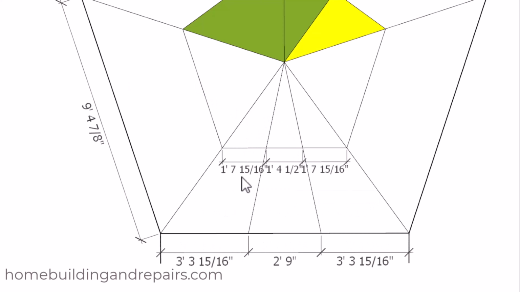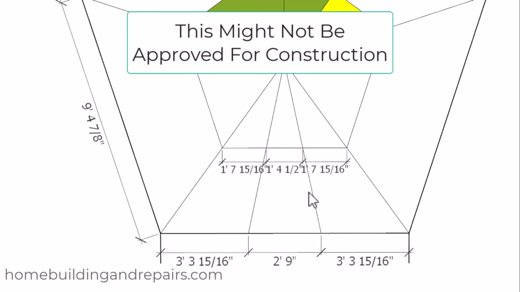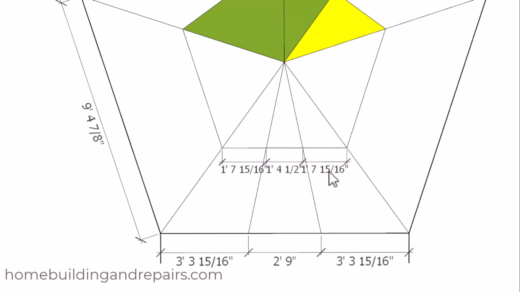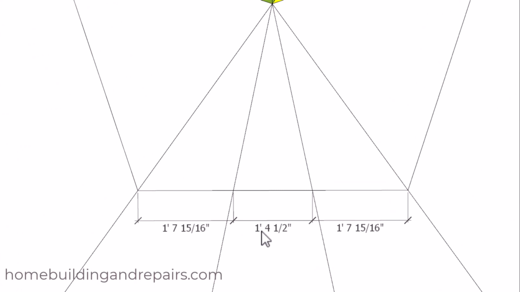Next up, let's go ahead and change the angles to where they are exactly the same, 24 degrees in each section coming off of this point here to show you how it's going to affect our stairway. So we're going to have different measurements here and different measurements here. Let's go ahead and zoom in on that. In case you can't see that, over here we have 1 foot 7 and 15/16 inches. And then in the center we have 1 foot 4.5 inches. And then we go back to the same measurement here as the first step.